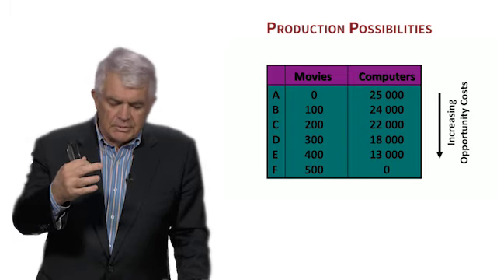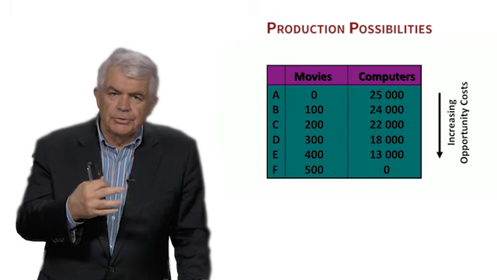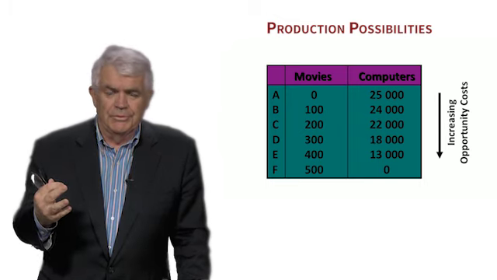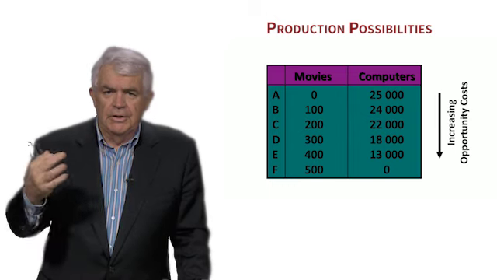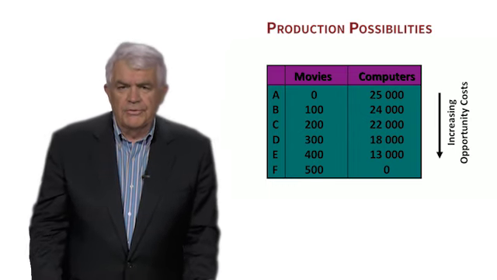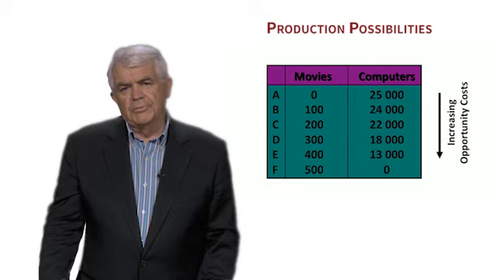The last idea is you go to producing only movies in this economy, no computers. I know that sounds crazy, but if you go from 400 to 500, it's a huge opportunity cost, 13,000 computers that are not being produced.